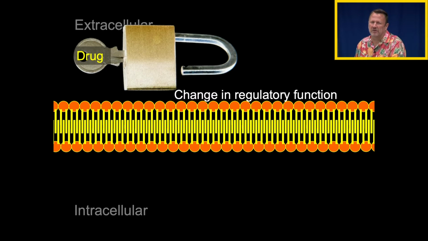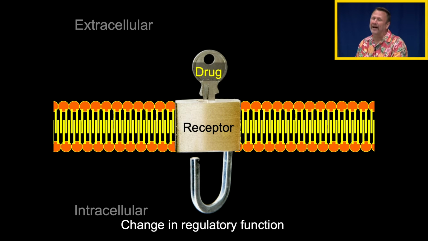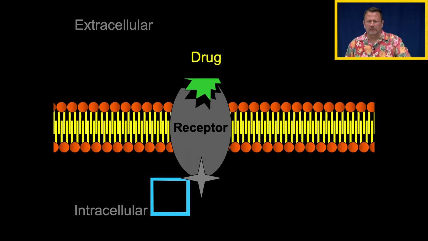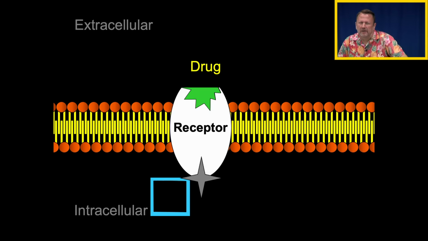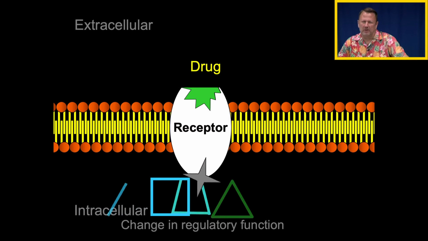Sure, we can have this occur on the extracellular level. We can have this occur with free proteins intracellularly. But again, most of what we talk about is going to be changing something inside of the cell based on what's going on outside of the cell. So here, a drug activates a receptor that causes some chemical reaction to occur inside of the cell.